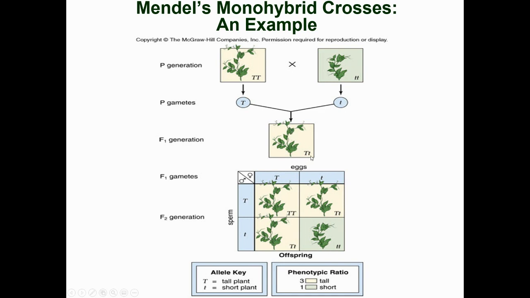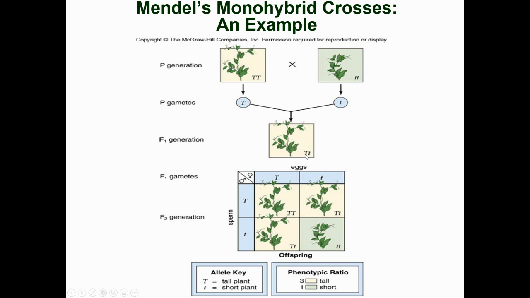But they are heterozygous because they got this lowercase allele for the recessive trait from this parent. 100% of my F1 generation have the dominant allele and the recessive allele, the capital and lowercase. We pick any two of these individuals and we cross them.